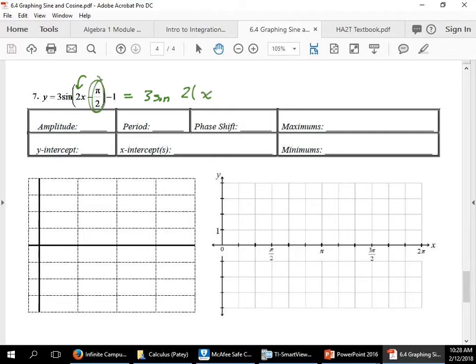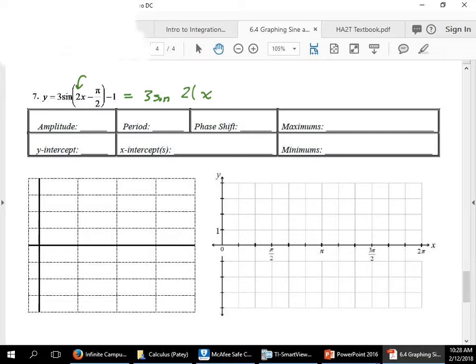But what is pi over 2 divided by 2? Some of you say 2. Remember, dividing by 2 is the same as multiplying by 1/2. You guys know that, yeah? Pi over 2 divided by 2 is the same as pi over 2 times 1 over 2. So what is it? Is it minus? Yeah, it's minus pi over 4. All right, and I forgot my minus 1.